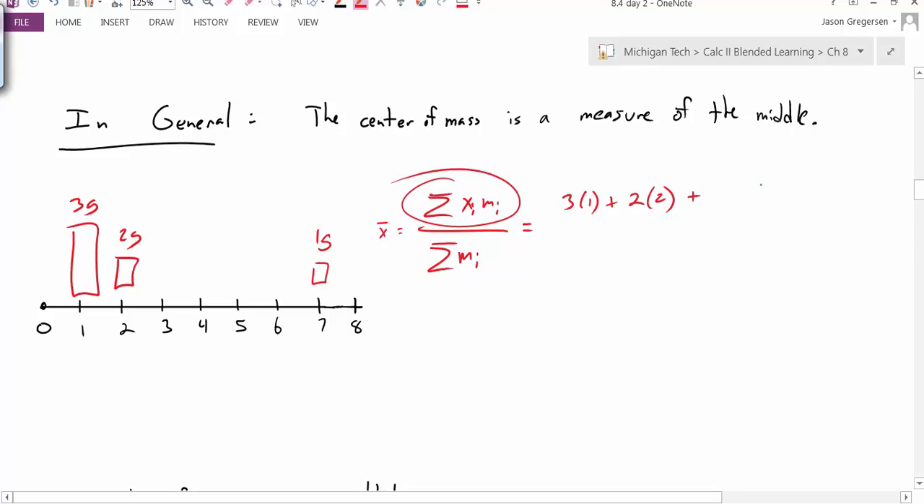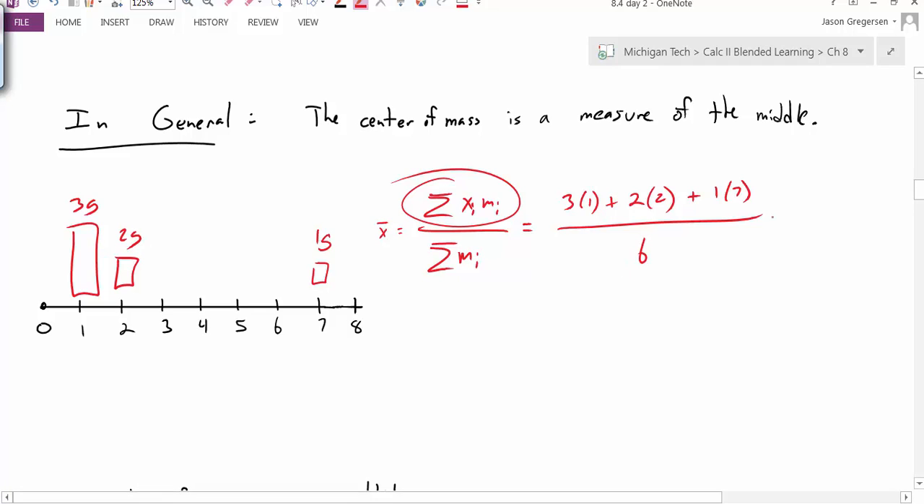Now what's my last piece? 1 times 7, right? 1 gram over position 7. I'm going to divide that by what? 6, right? Sum of the mass. 3 plus 2 plus 1 is 6.